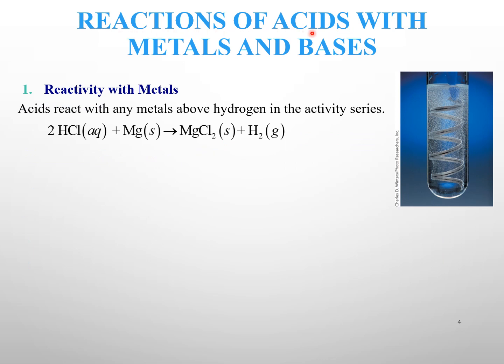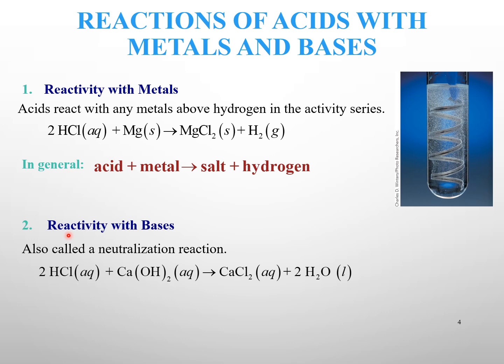Acids can react with metals and bases. So let's talk about acid reacting with metals. When an acid reacts with metal, it will always produce hydrogen gas. So what type of metal can react with acid? It has to be a metal that stays above hydrogen in the reactivity series. In general, acid plus metal equals salt plus hydrogen gas.